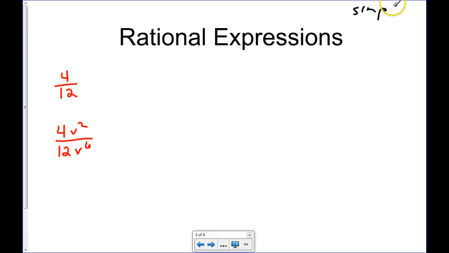I can't write today, apparently. How to simplify rational expressions. You can't even see it.